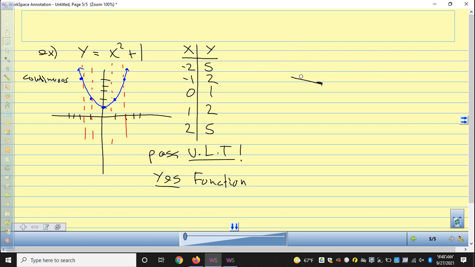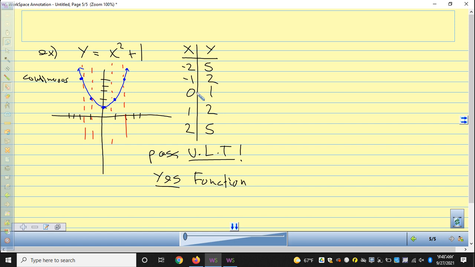Yes? How did you get negative 2? I picked these x values. I just picked them. And I just picked nice ones to calculate with. So I said, I'll let x equal negative 2, negative 1. I just picked those numbers.